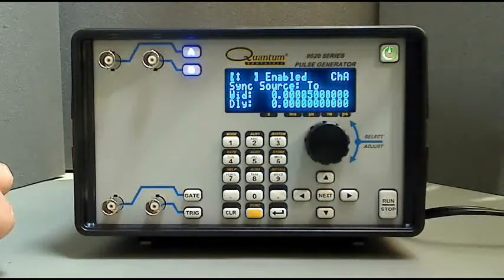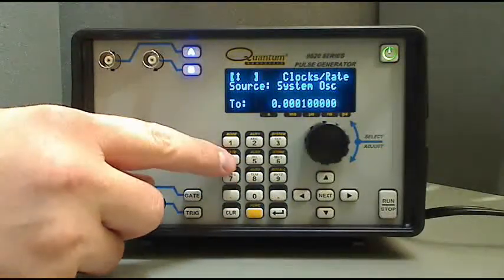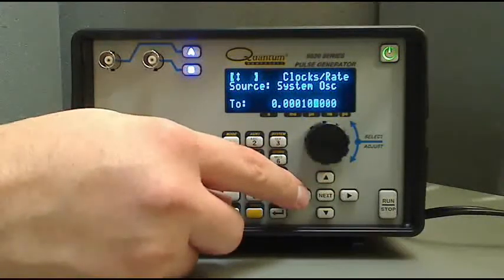An important rule of thumb to remember is that the period of the output pulse must be greater than the total of the pulse width and delay by approximately 75 nanoseconds. Let's set the period to 40 microseconds and see what the output does.